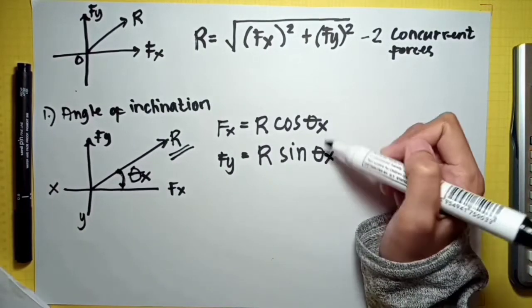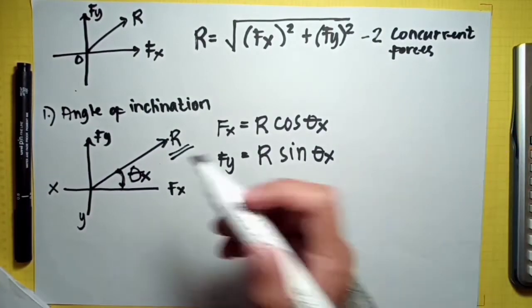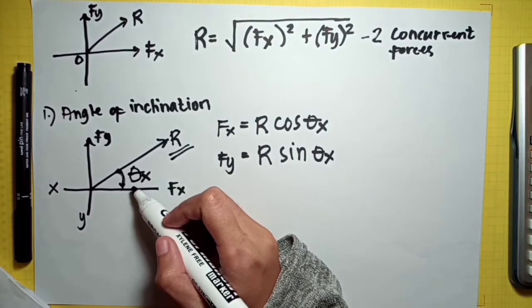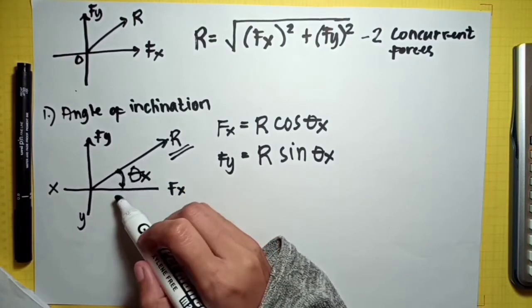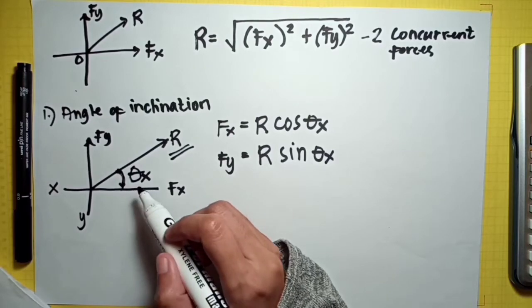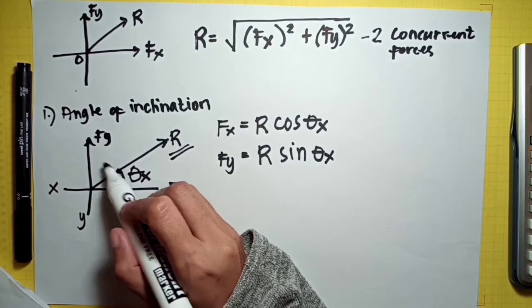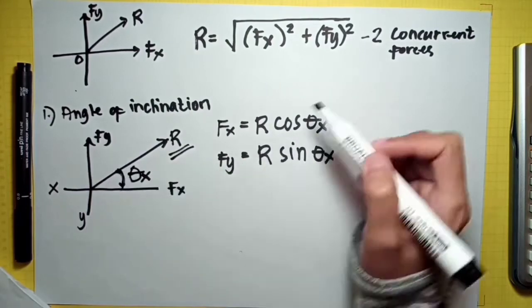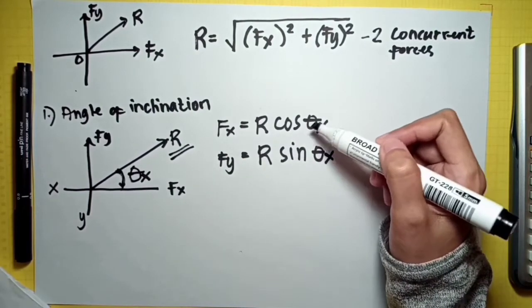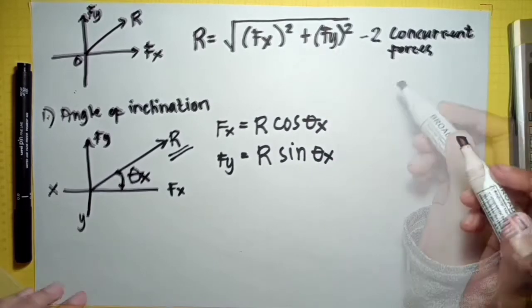So, bakit cosine at sine? Accordingly, ang angle from the resultant to the axis given sa diagram natin is nakalay siya from the resultant to the x-axis, ang gagamitin is cosine. Kapag ang angle naman ay nasa resultant to the y-axis, baliktad naman, ang fx ay magiging sine theta x at ang fy naman ay magiging cosine theta x.